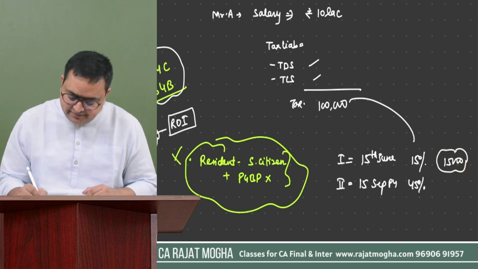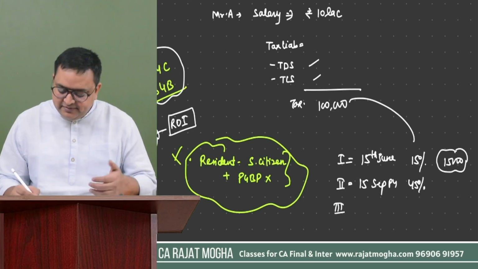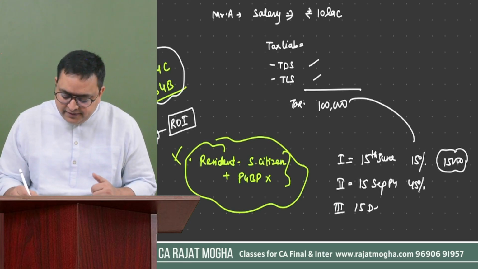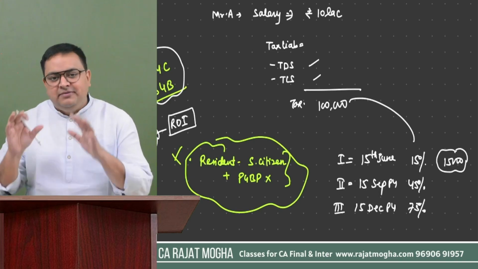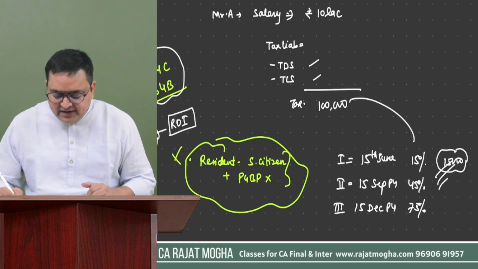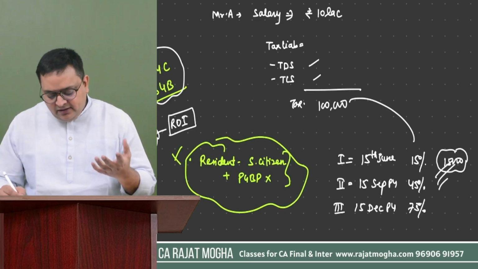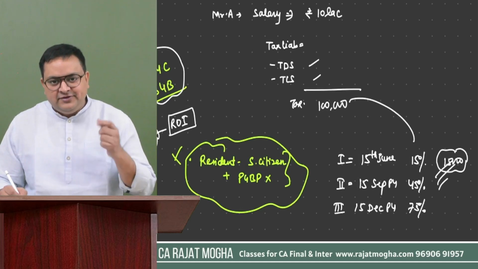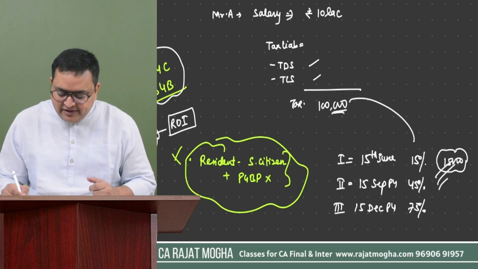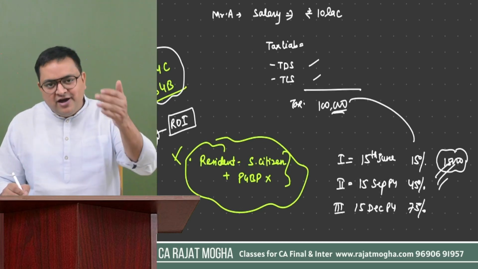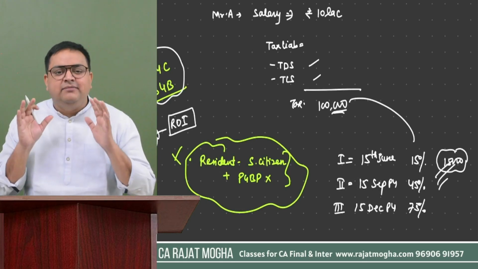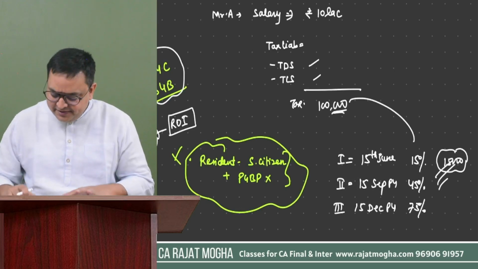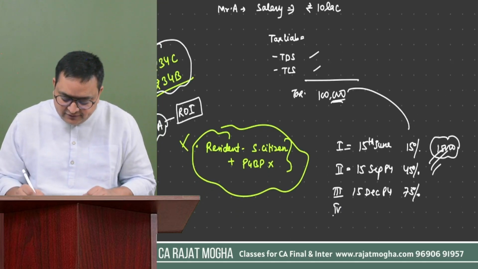The third installment is simple. The next 3 months will be on 15th December of the previous year itself. How much should be deposited? Up to 75%, please deposit it. If you have deposited anything before, then we just calculate 75% of that amount. That is 1 lakh into 75%, which would be 75,000. Whatever you have deposited earlier, please deduct that and pay the remaining amount so that the total makes up to 75%. Got it?